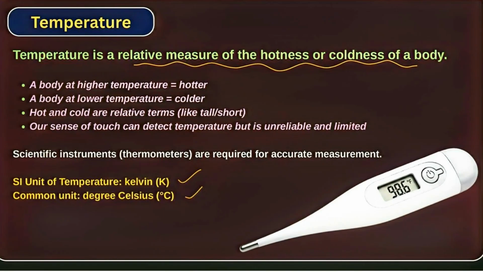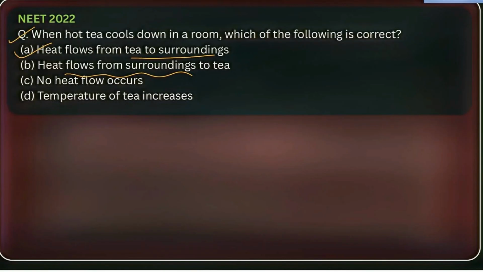Let's do one question related to heat or temperature. In 2022 this question was asked in NEET. Let's read the question. When hot tea cools down in a room, which of the following is correct? The options are: A. Heat flows from tea to surroundings. B. Heat flows from surroundings to tea. C. No heat flow occurs. D. Temperature of tea increases. What was the answer? The answer is A. Heat flows from tea to surroundings.